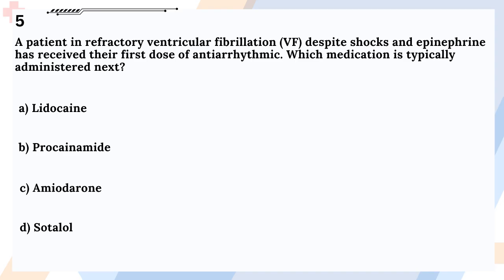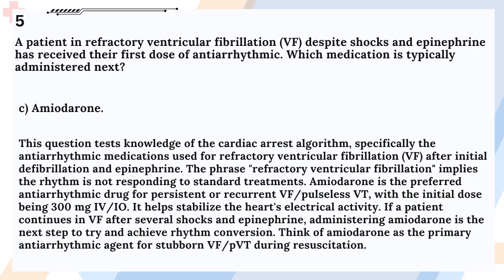Question 5. A patient in refractory ventricular fibrillation, VF, despite shocks and epinephrine has received their first dose of antiarrhythmic. Which medication is typically administered next? A. Lidocaine. B. Procainamide. C. Amiodarone. D. Sotalol. Answer: C. Amiodarone.